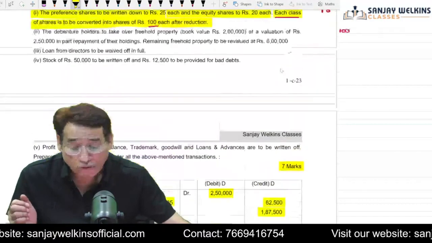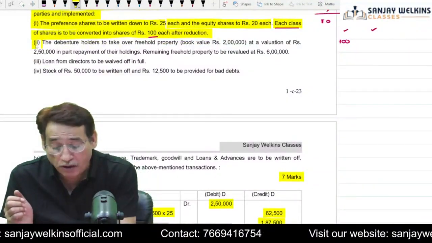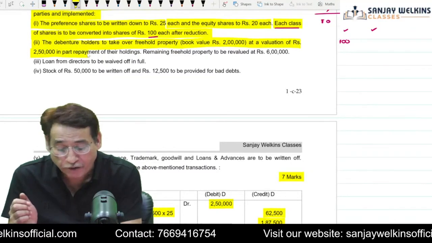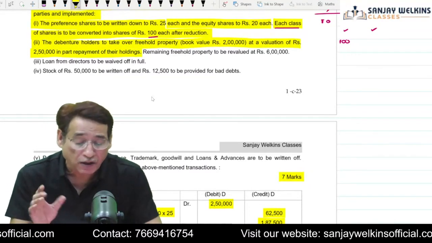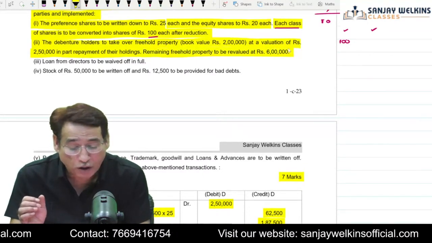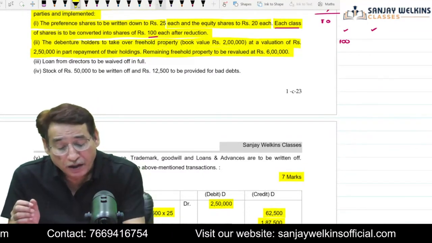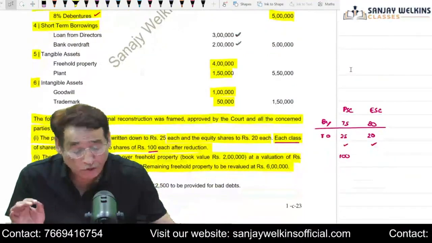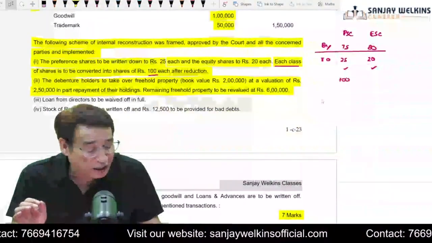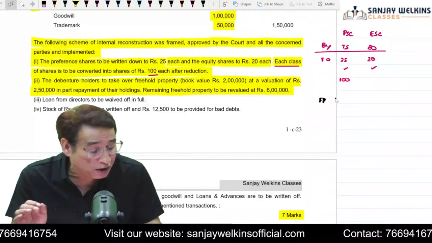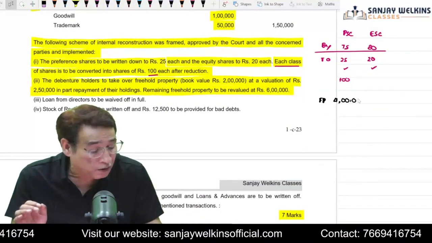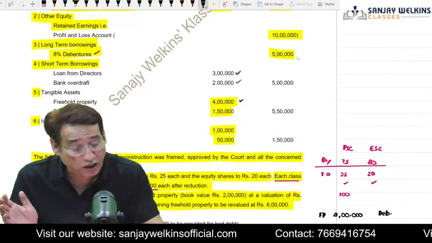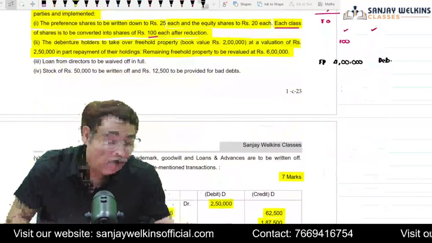I hope so. Now further, it is given in the question, debenture holders to take over freehold property, book value 2 lakh, at a valuation of rupees 2,50,000 in part repayment of their holding. And further it is also written, remaining freehold property to be valued at rupees 6 lakh. Now, just to make the point a little bit more clear, in the question we are being given freehold property is 4 lakh. Somewhere I write it here, freehold property is 4 lakh. Correct? Then I note down the debentures. As far as debentures are concerned, you are having 8% debenture to the extent of 5 lakh. So you will write here 5 lakh also.